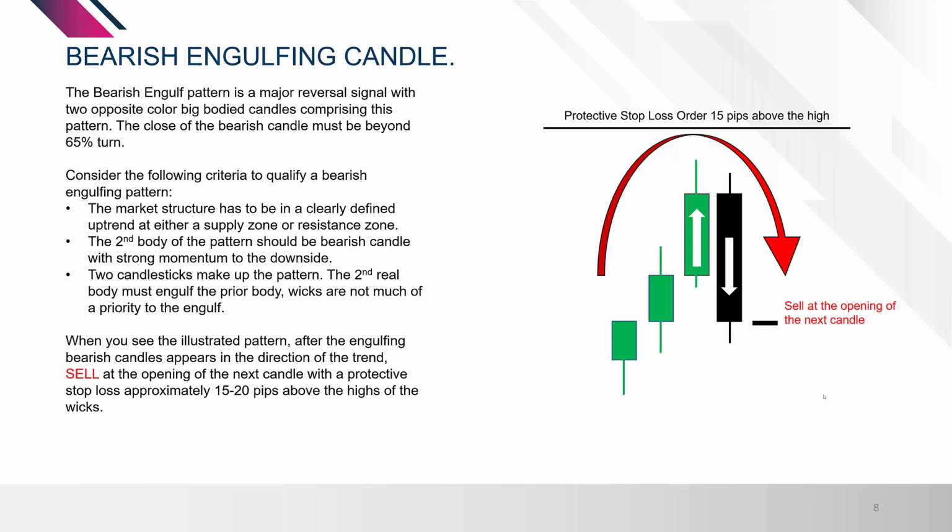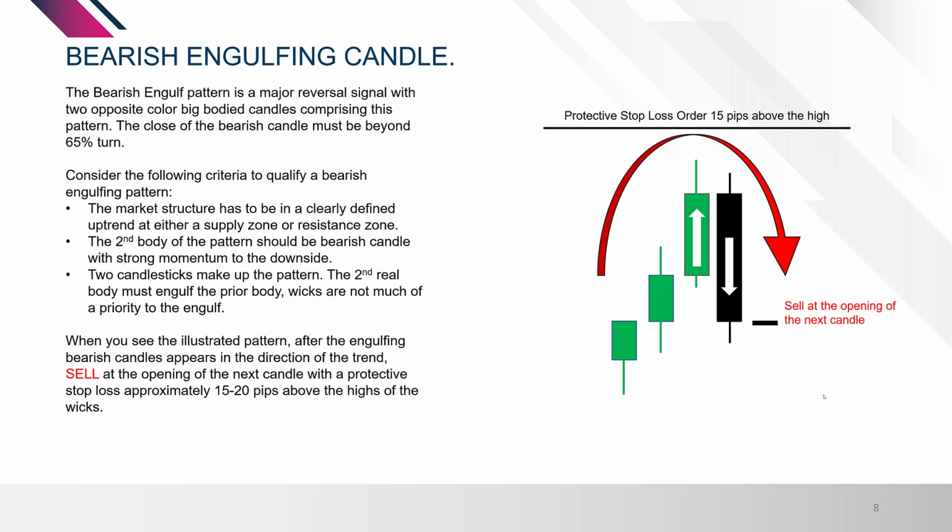Consider the following criteria to qualify a bearish engulfing pattern. The market structure has to be in a clearly defined uptrend at either a supply zone or a resistance zone. The second body of the pattern should be a bearish candle with a strong momentum to the downside. Two candlesticks make up the pattern. The second real body must engulf the prior body.